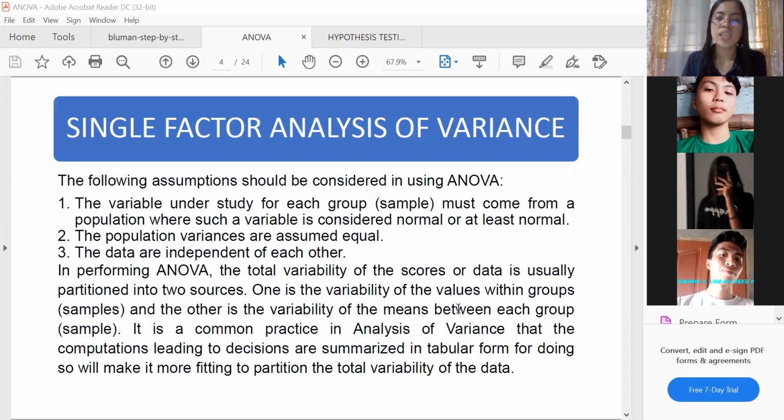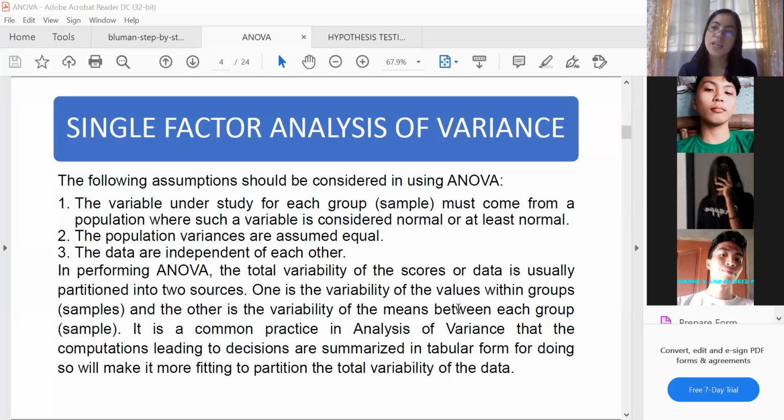I've already mentioned this one. So we have one-way or single factor analysis of variance, meaning we're only comparing one variable to each other. If it is more complex, we have two-way analysis of variance. But our focus now is only one-way or single factor analysis of variance, like one variable. The variable under study for each group must come from a population that is normal. So normality. And then population variances are assumed equal. So the data are independent of each other.